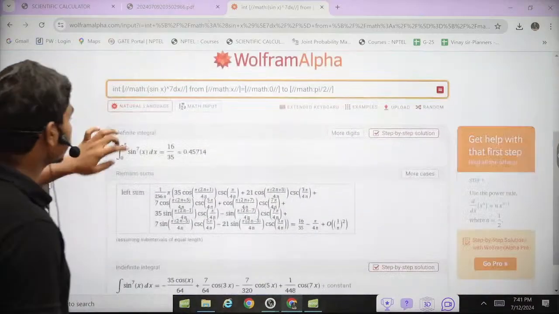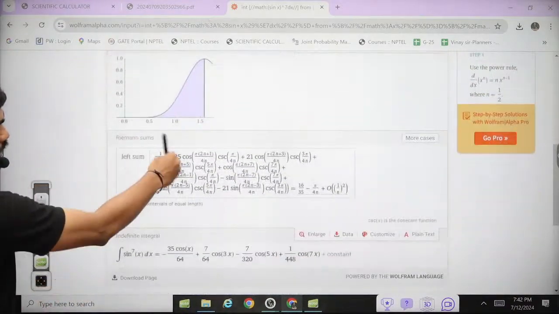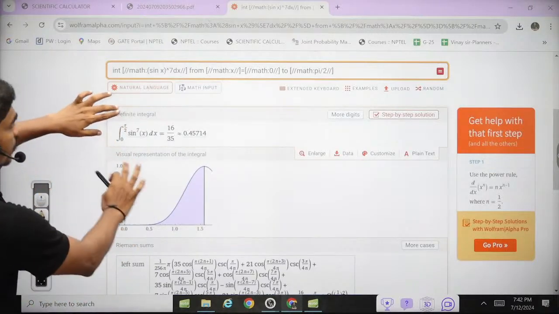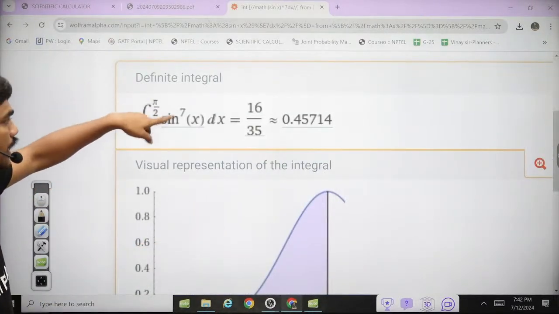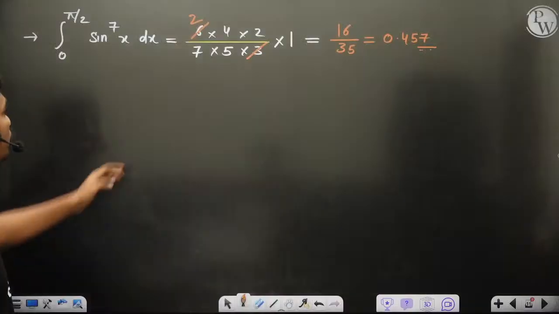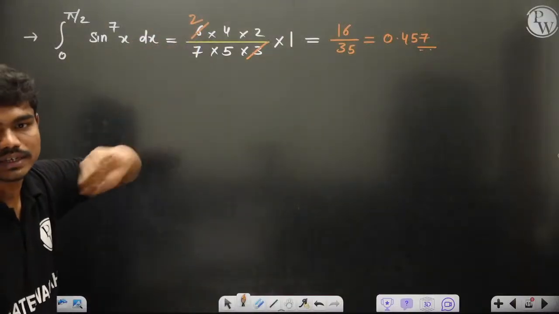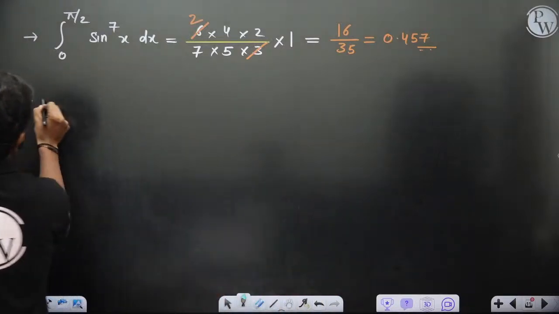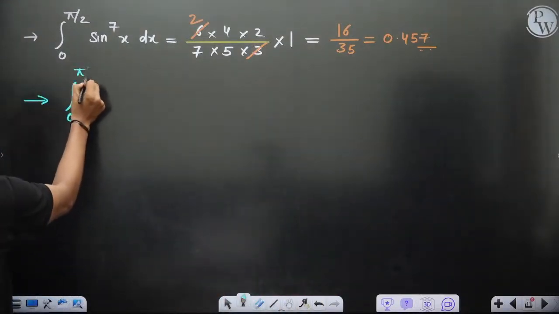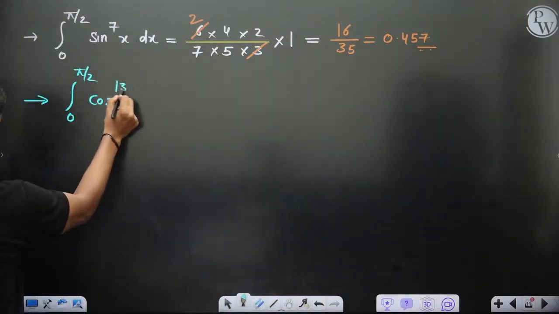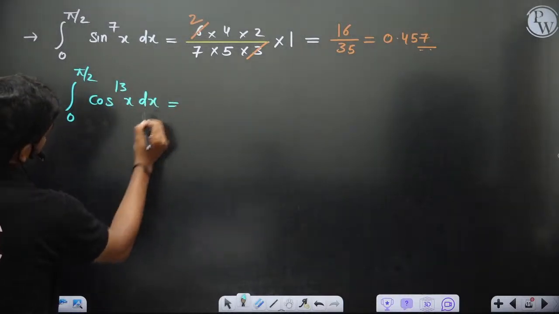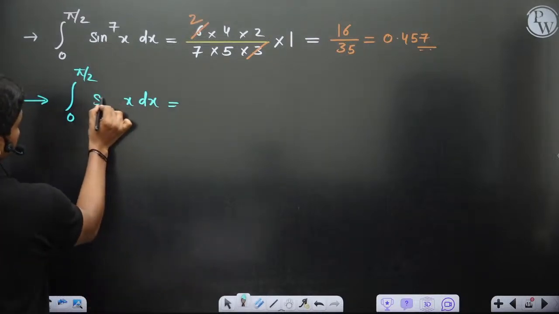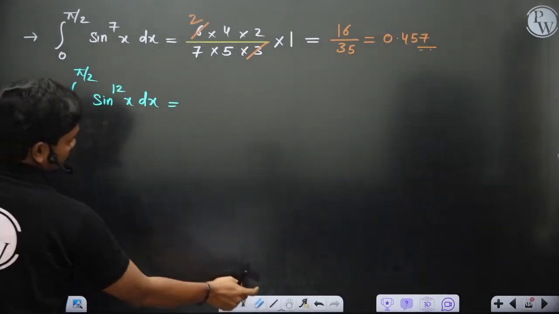If you calculate this, you can see a graph, and basically it shows how the expansion takes place. But the integral 0 to pi by 2 sine power 7x dx is 16 by 35, which we actually got very simply because of this reduction formula. Okay, if you calculate one more for getting clarity, integral 0 to pi by 2 cos power say 12x dx, or sine power 12x, anything is fine. Sine power 12 or cos power 12, the value remains the same. So sine power 12x dx.